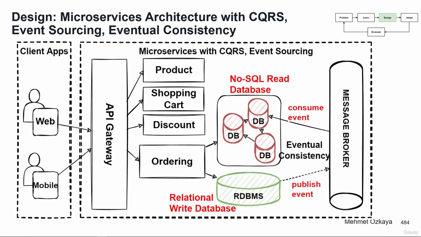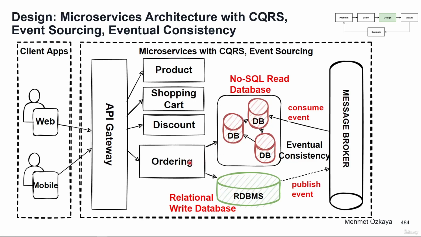Here you can see the final architecture design for our e-commerce application, which applies the microservice architecture and the CQRS, event sourcing, eventual consistency, and materialized view patterns. So basically we have four main microservices: product, shopping cart, discount, and ordering microservices. In this microservice architecture, for our ordering microservices, we are implementing CQRS with the event sourcing pattern.